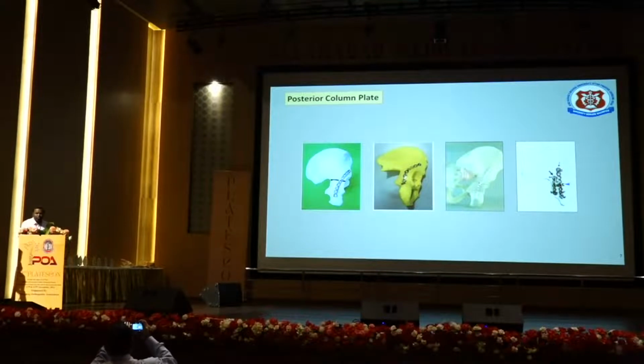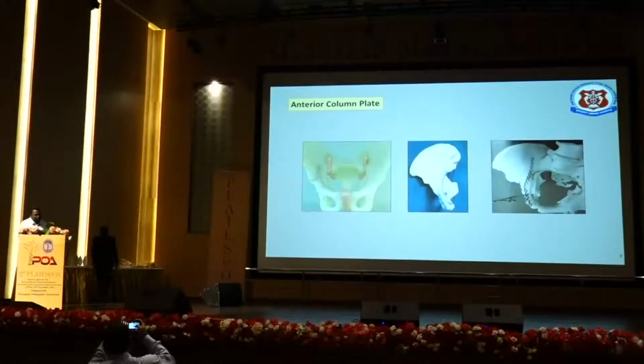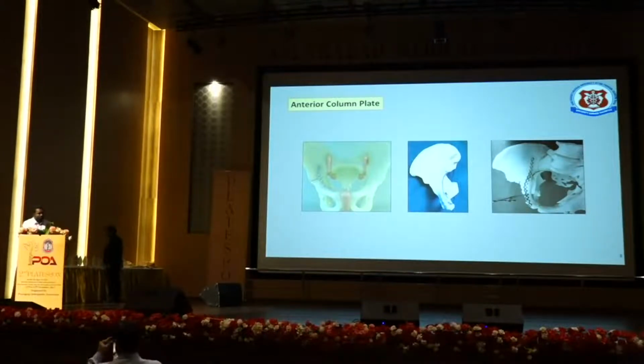If there is a small fragment of the posterior wall, a marginal fracture of the posterior wall, then it can be fixed with a spring plate. Then we can put the neutralization plate. This is a simple anterior column plate, C type or J type. The J type plate is used when there is a high anterior column fracture.